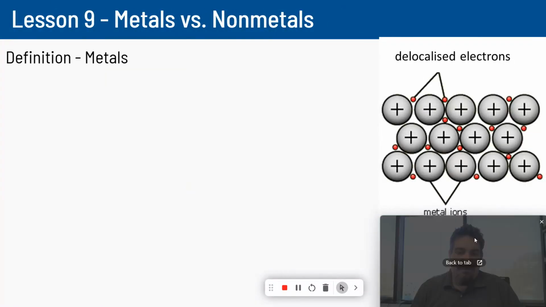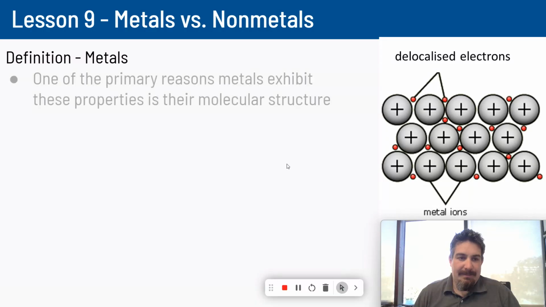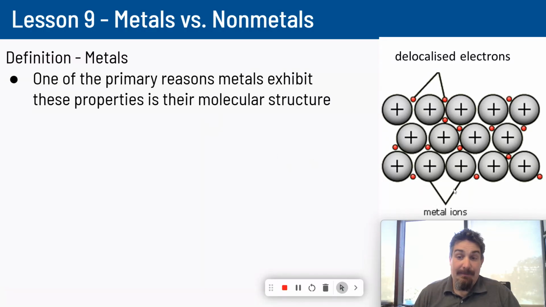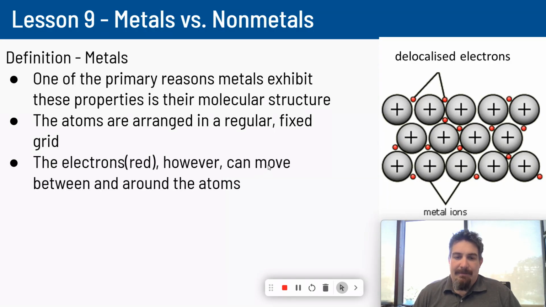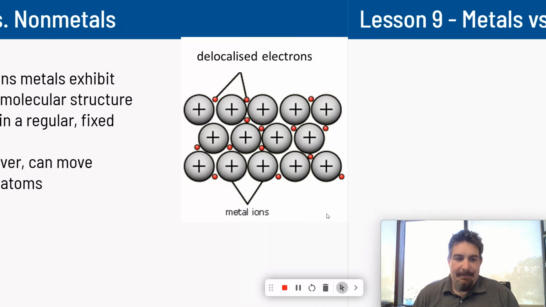And the reason why they have these special properties is that their molecular structure, how the molecules in the metal are arranged, is unique. They have this regular fixed grid where the atoms are all kind of layered on top of each other, but the electrons, you see them as red little dots in here, just float around and move around.